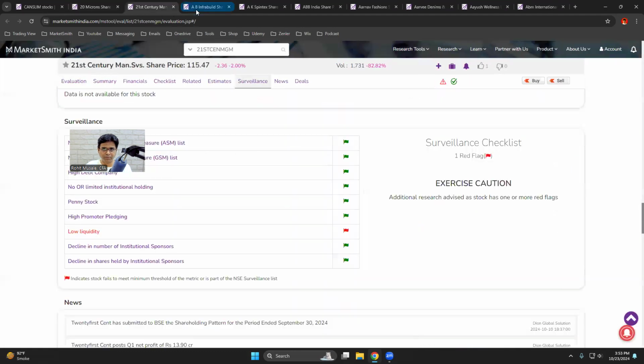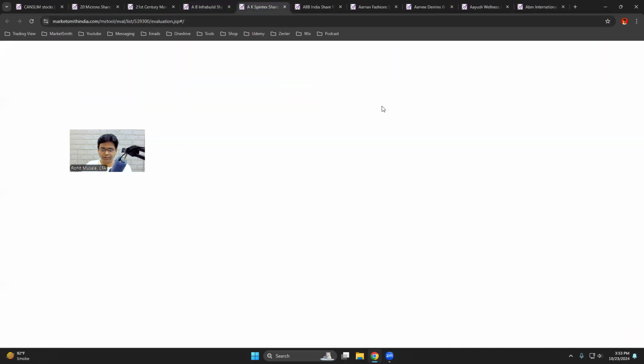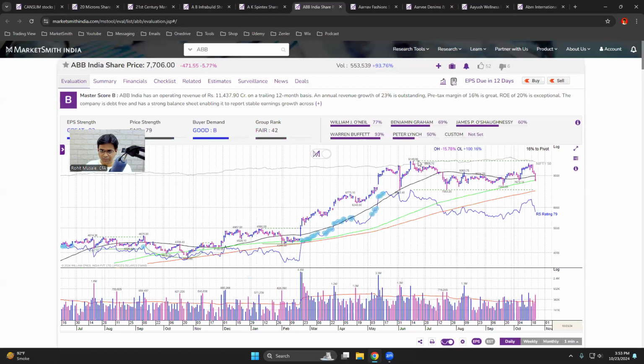So let's look at some more stocks. This is a red flag, so reject. This is also a red flag, so reject. ABB, see, this is forming a base. The highest point is here and it's forming a base, blue, green, red. The price has dropped below the blue line. So it is not a stage 2 stock purely, but this price could come up in 1 or 2 days. So I will keep this stock on my watch list.